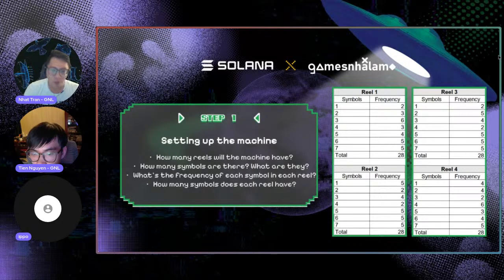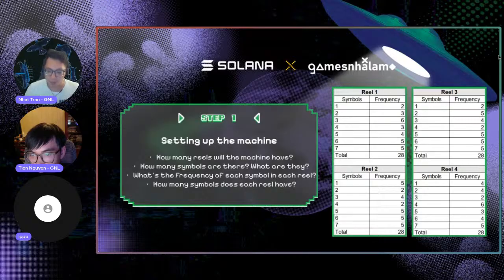So for example, if you want to make a slot machine about racing, you might want to have something that is related to racing in this. For example, you can have the wheel, the tire, the gasoline can, things like that. Those kinds of symbols are related to the theme of the slot machine that you're working on.